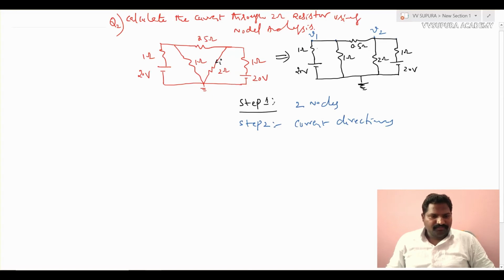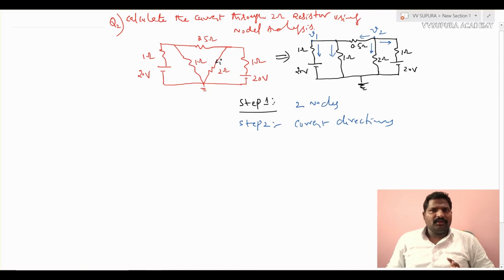At this node, in this way, there is no current flowing here, and in this way at node 1. And coming to node 2, this is one current direction, this is one more current direction, and this is another. So I always choose the current leaving the nodes.